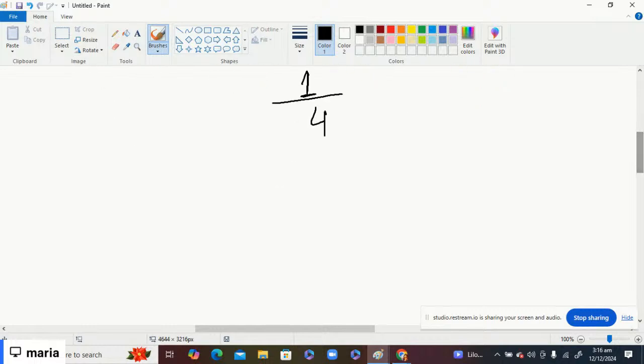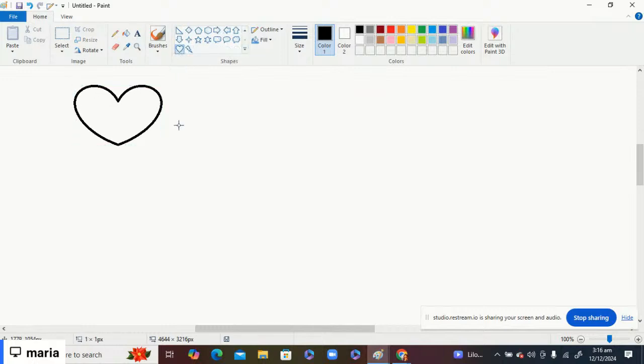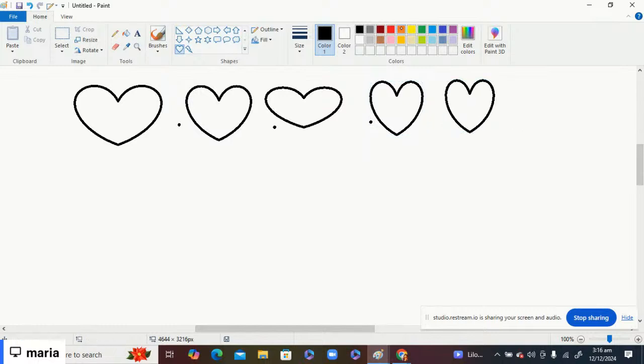Let's do some next other question. For example, let's write some hearts here. First of all, how many total hearts are there and how many are blue in it? We are interested in that.